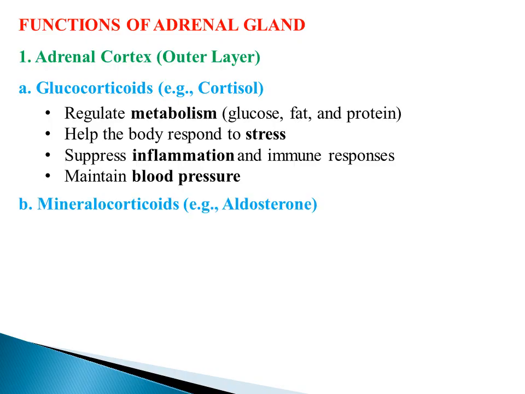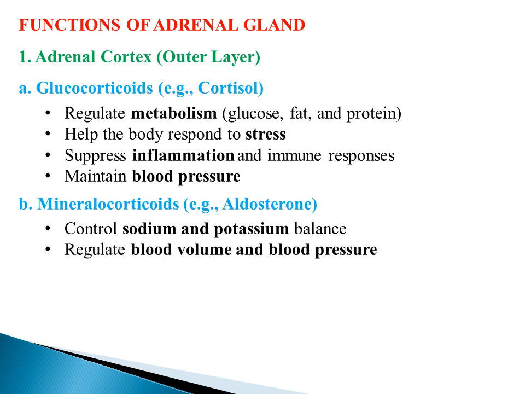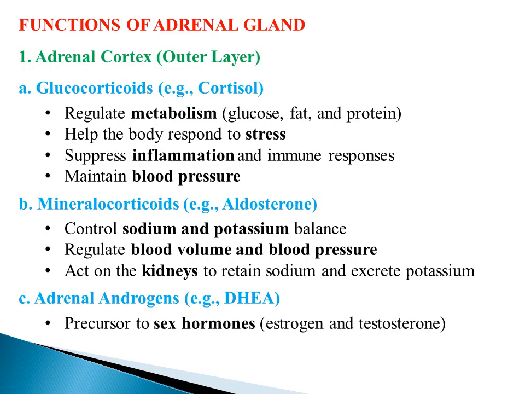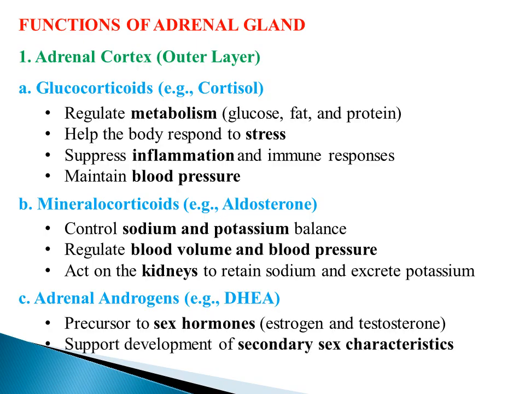Next one is the mineralocorticoids, for example aldosterone. They control the sodium and potassium balance, and they regulate the blood volume as well as the blood pressure. They act on the kidney to retain sodium and excrete potassium, by which they maintain the sodium potassium balance. Next one is the androgen, that is the adrenal androgen. They act as the precursor for the sex hormones, the estrogen and the testosterone hormone. They support the development of secondary sexual characters, especially in the female. They contribute to libido, especially in women.